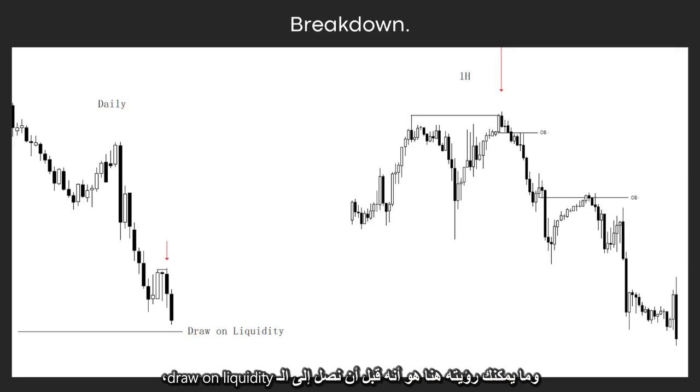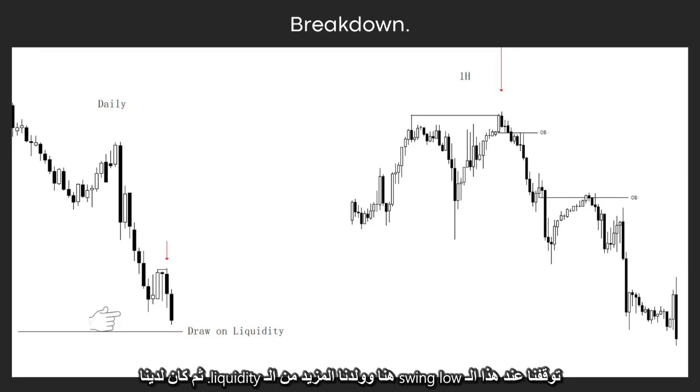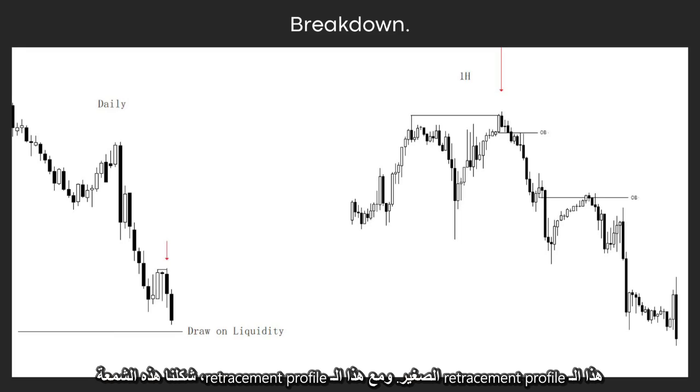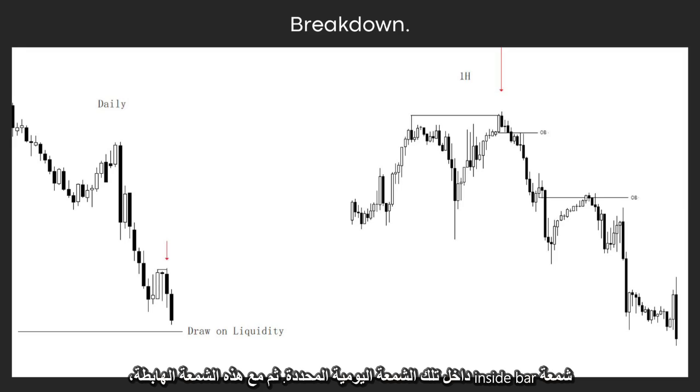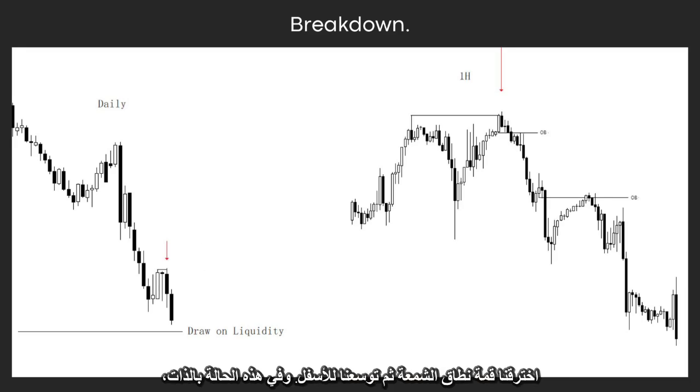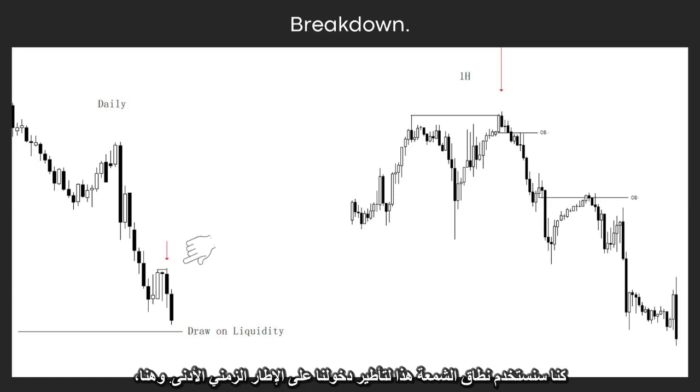What you can see right here is that just before we reach the drawn liquidity, we stopped and formed this swing low and generated even more liquidity, and then we had this small retracement profile, and with that retracement profile we formed this candle inside this FVG. We first had an inside bar candle within that particular daily candle, and then with this down close candle we purged the candle range high, and then we expanded lower. In this case we would have used that candle range to frame our entry on the lower time frame.